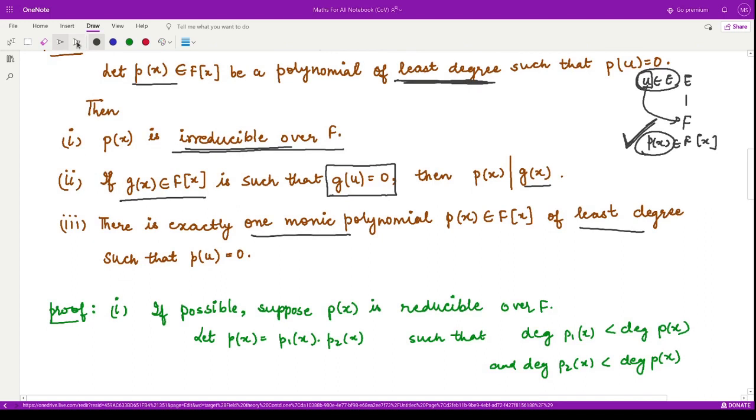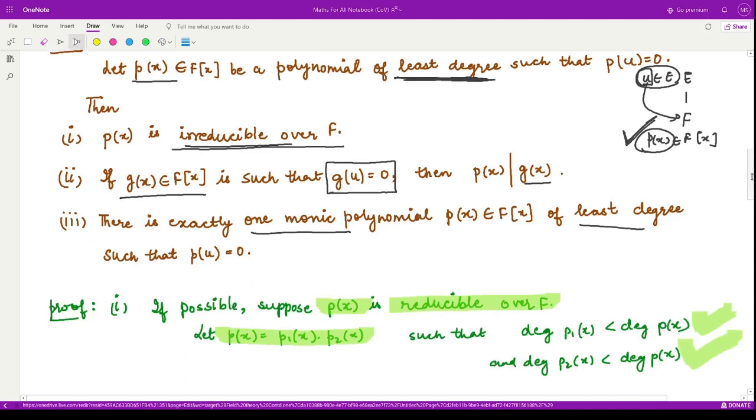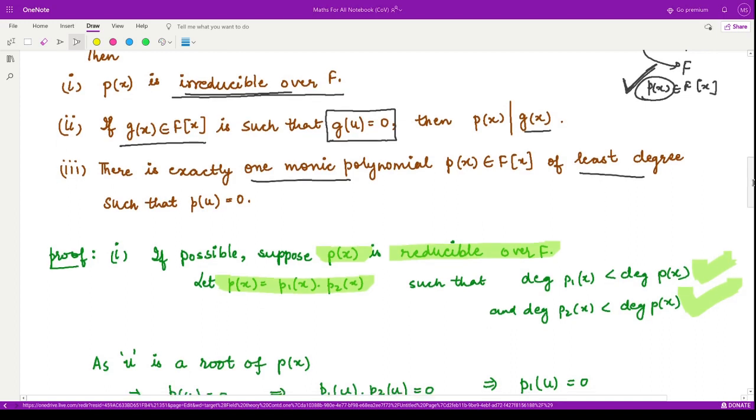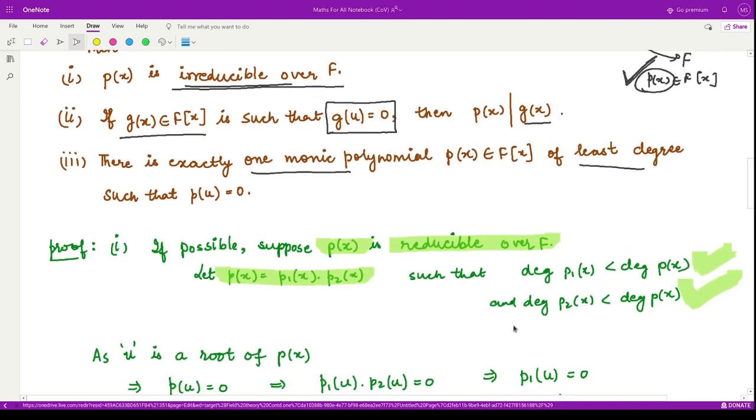So for that, if possible, we will prove this using the method of contradiction. So here we have assumed this polynomial as a reducible polynomial over F. That means we can write the polynomial p(x) as a product of two polynomials p1(x) and p2(x), say. So obviously the degree of the first polynomial p1(x) should be less than the degree of the original polynomial p(x), and the degree of the second polynomial should also be less than the degree of the original polynomial p(x). This is by virtue of the definition of reducible polynomials.